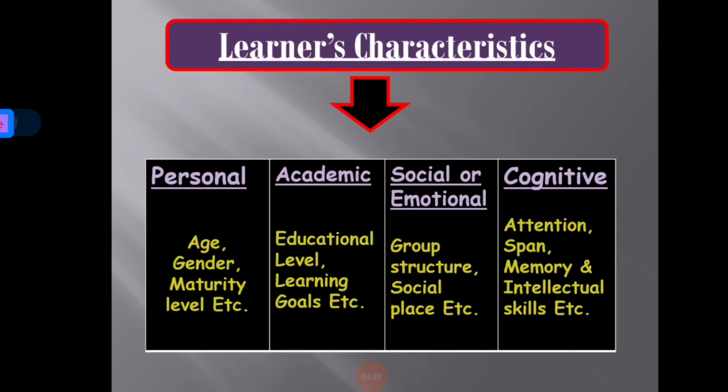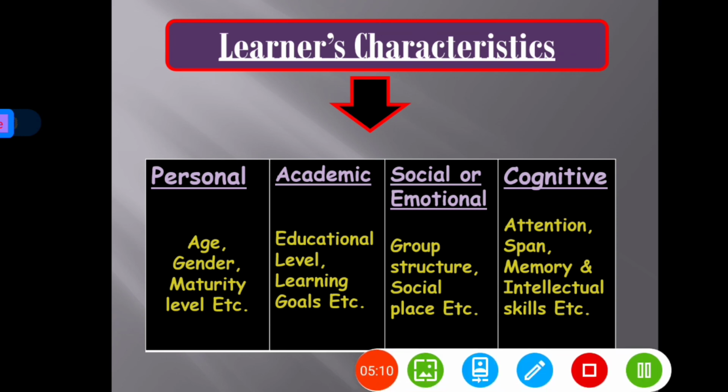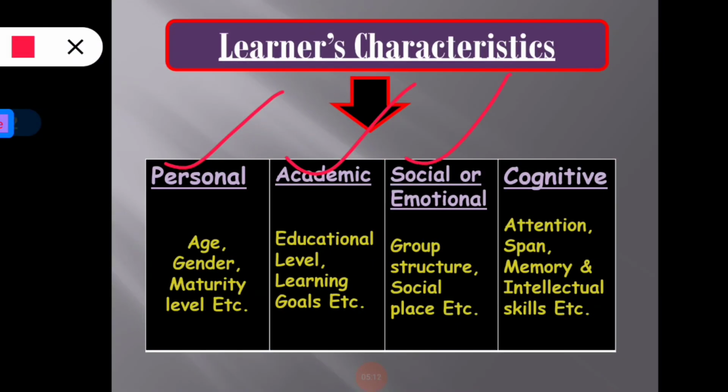So here we can see some characteristics of the learner. On the basis of the nature, characteristics of the learner can be categorized as personal, academic, social or emotional, and the cognitive portion. Okay. So what do you mean by personal characteristics? Personal characteristics include the demographic information of the learner like age, gender, maturity level, language, etc. Okay. And now going to the second one, that is the academic characteristics.